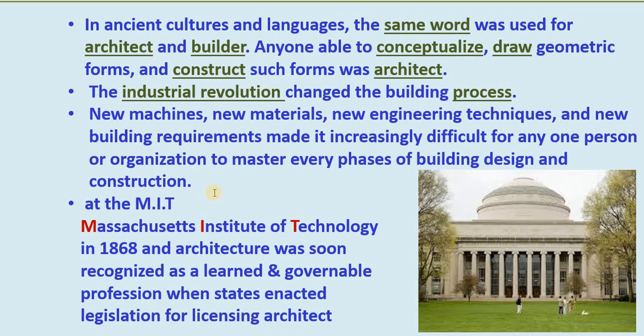MIT was the first school to have a full architecture program. MIT stands for Massachusetts Institute of Technology, and it started in 1868. Architecture was soon taught there, and they worked with legislation for the licensed architect. After that, there were licensed architects.